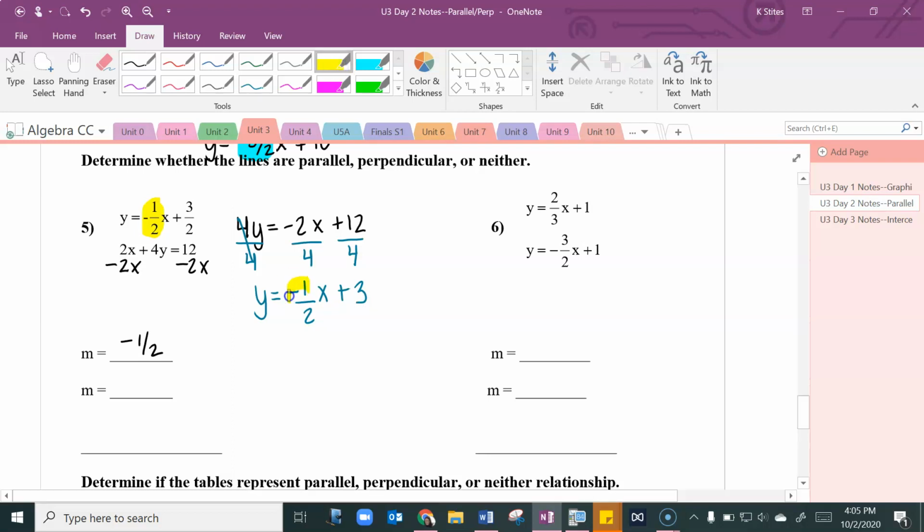Now we can identify our slope. It's what's with x once you have y by itself, so it's also a -1/2. And then we're going to look at these two numbers. Notice how they're the same. That means the lines are parallel.